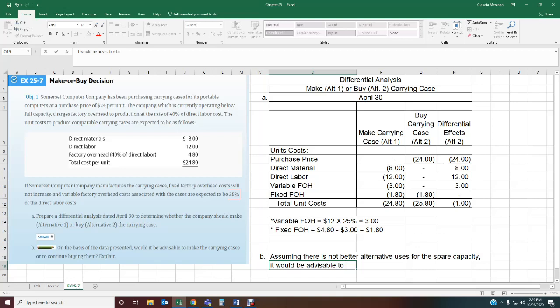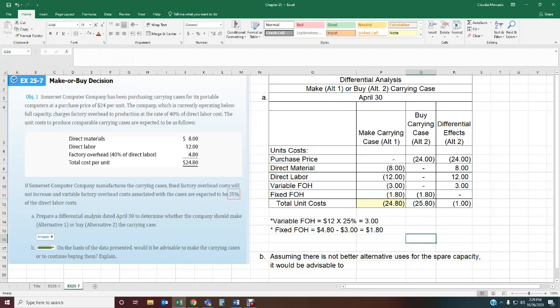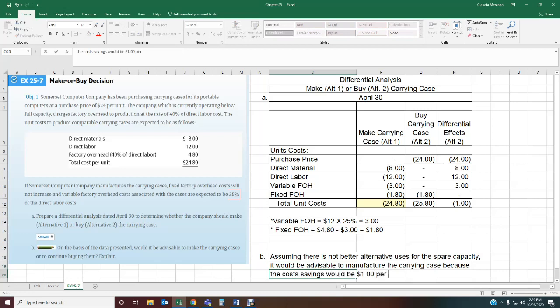Now we're looking at costs. The other one we were looking at profits, the higher profits. This one we're looking at unit cost, so we want to spend the least money possible. The one that yields the lowest cost is making the case. So it would be advisable to manufacture the carrying case because the cost savings would be $1 per unit. One's $24.80, the other one's $25.80, so it'll just be cheaper if we make the case.